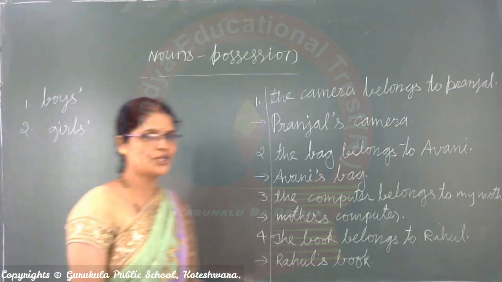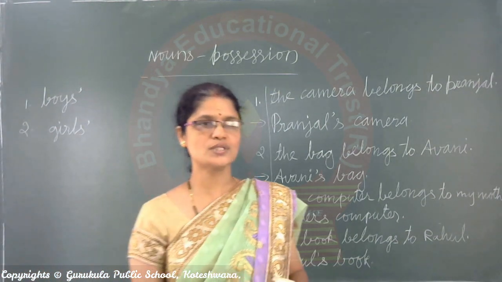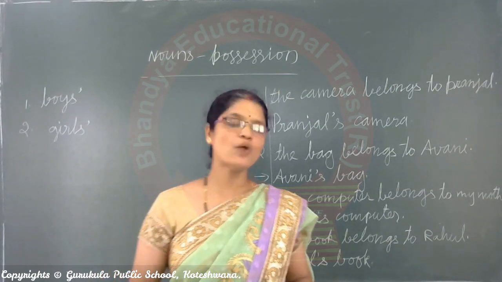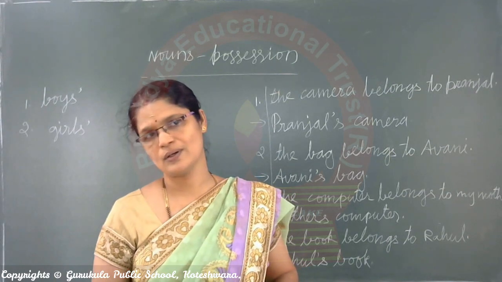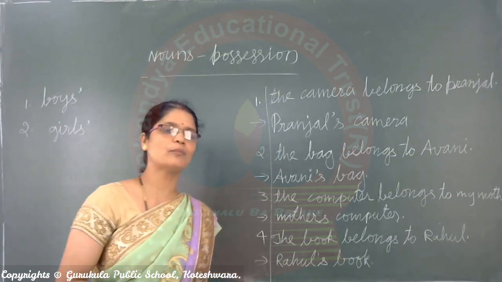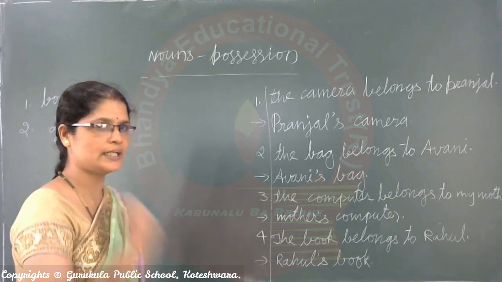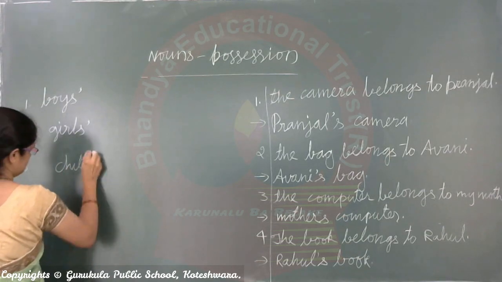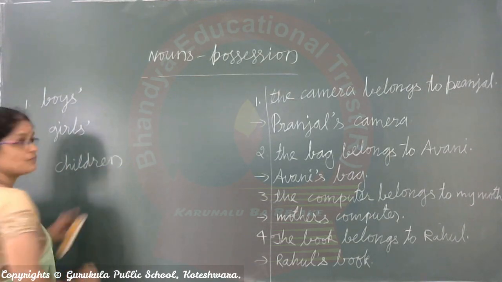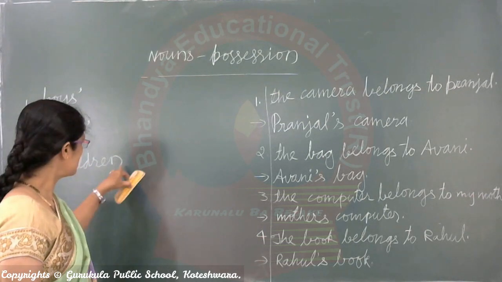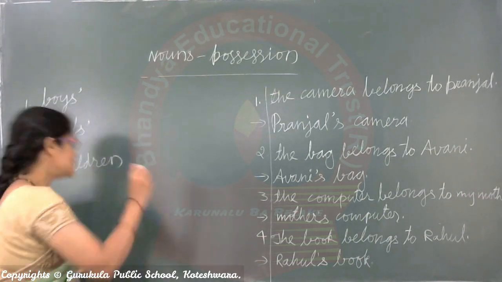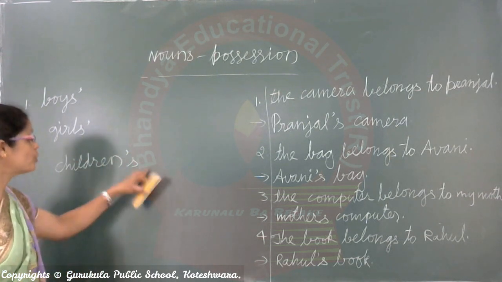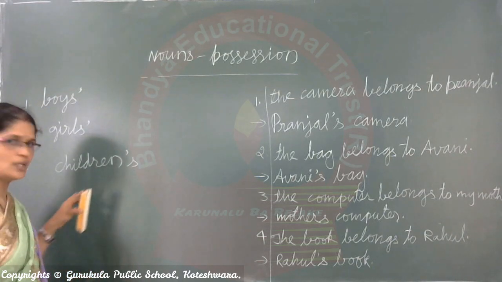Next, one more point you should remember. Some plural nouns do not end with s. What will we do at that time? How can you write the apostrophe? Can you remember a word like that? Please tell me. Children. Children is a plural noun. Here there is no s, so we should write apostrophe s. Children's book.